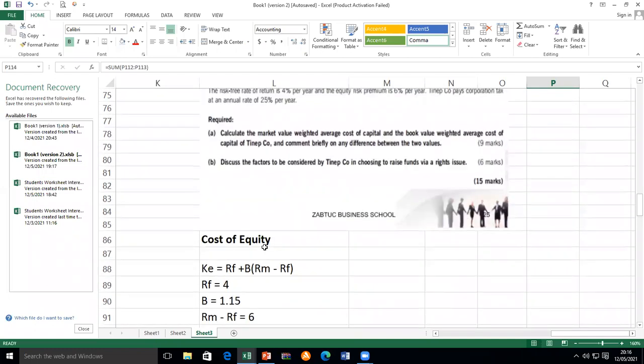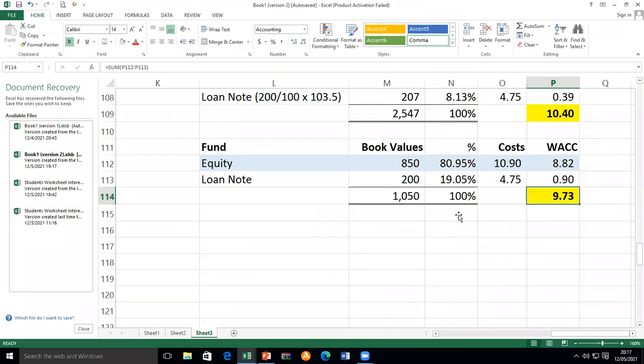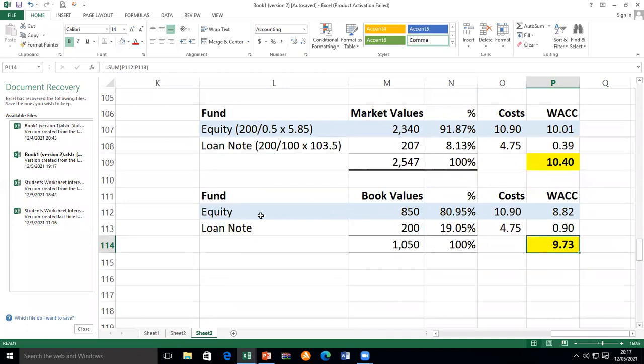So that was the question that we have here. Calculate market value WACC and book value WACC, and comment briefly on any difference in the two values. The difference is because of understatement of market value of equity, which leads to a very low value. And the effect is that our discount rate will be understated, NPV is overstated in project appraisal.